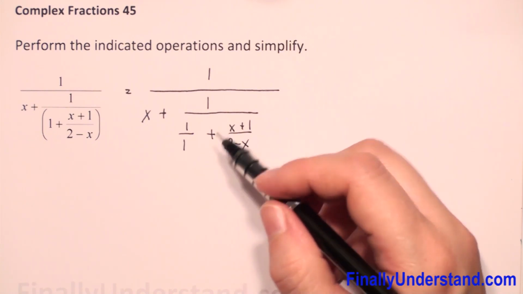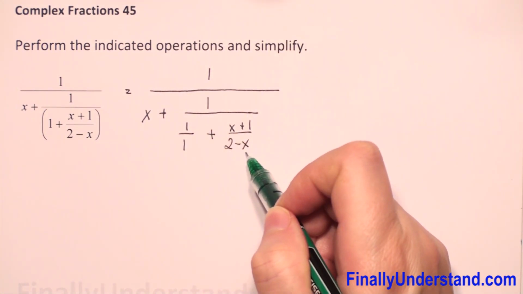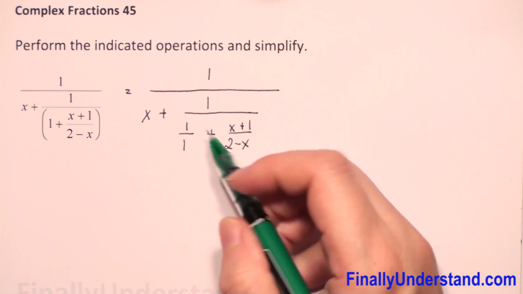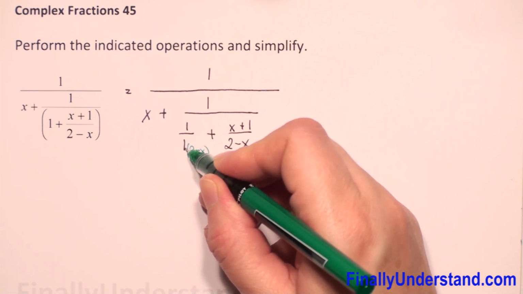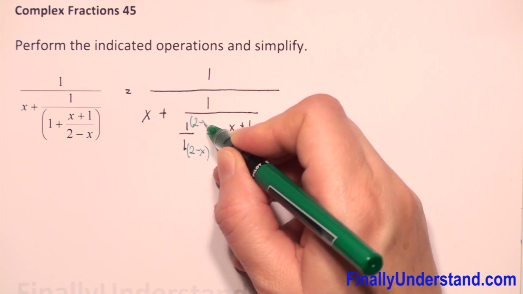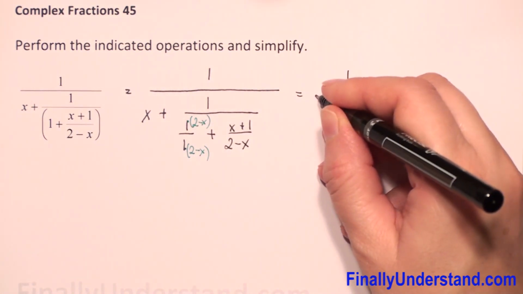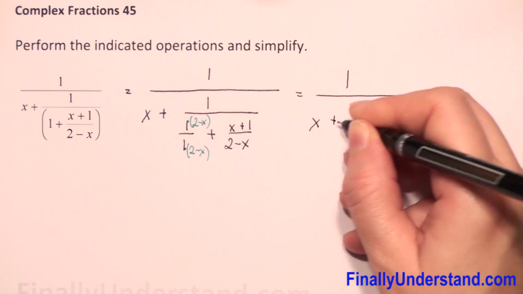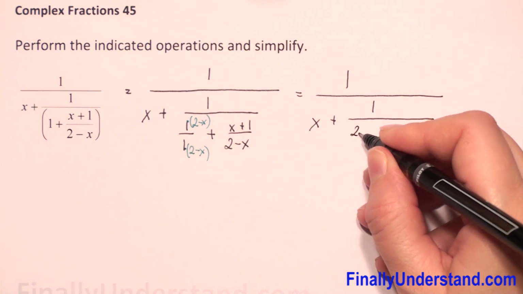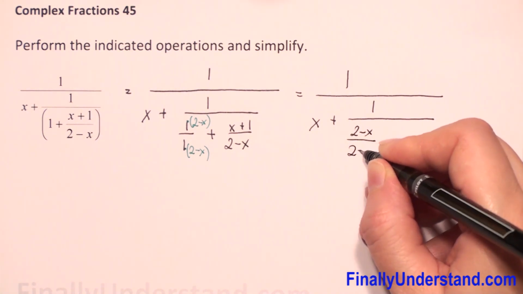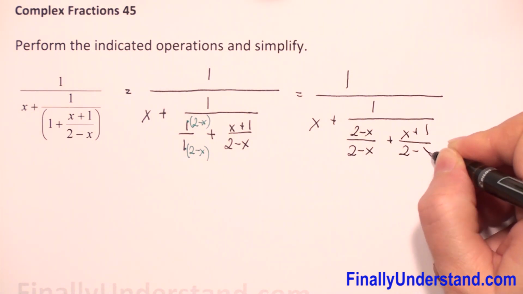To add these two fractions, I need to have the common denominator. So 1 times 2 minus x is 2 minus x, which will be the common denominator, so I need to multiply 1 times 2 minus x. Whatever I did with the denominator, I have to do the same with the numerator. So now we copy 1 over x plus 1 over 1 times 2 minus x, which is 2 minus x over 2 minus x, and we have plus x plus 1 over 2 minus x.